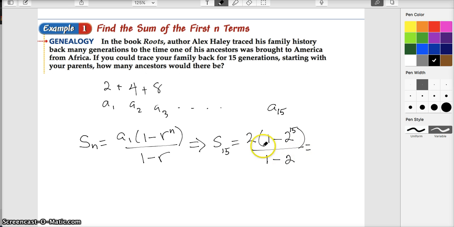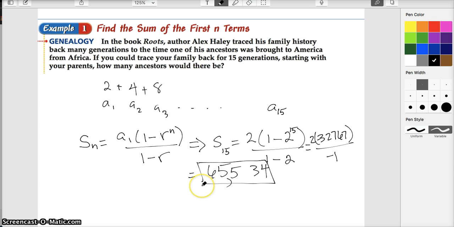With your calculator, I would expect you to take 1, subtract 2 to the 15th power. So using a calculator, we get negative 32,767 in here, and then we multiply it by 2 and divide it by -1 for the grand total of 65,534. And that's a lot of ancestors there.